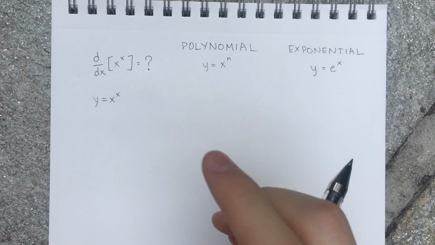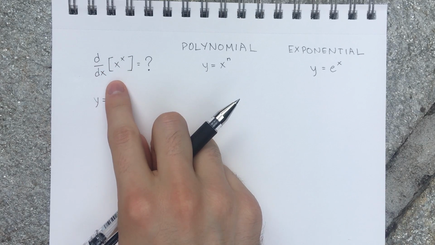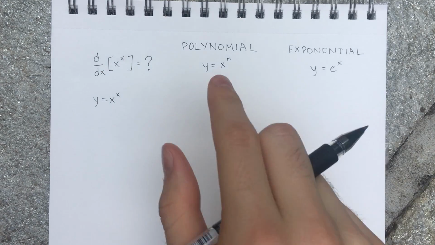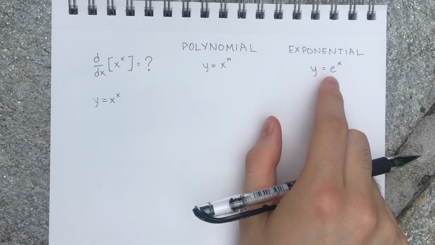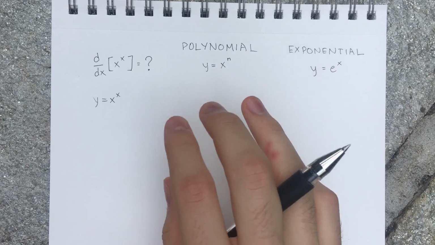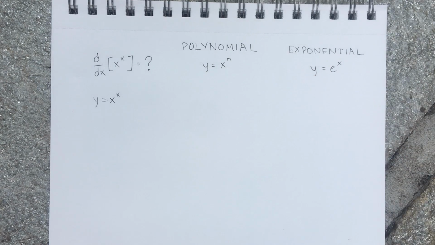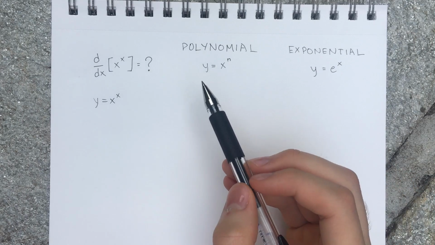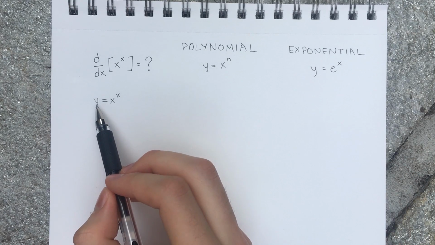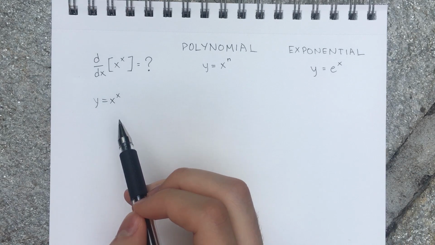What's the derivative of x to the x? Well, it's not a polynomial, and it's not an exponential either. It's something more in between. So we're going to have to be a little bit creative. Let's start by first writing y equals x to the x.